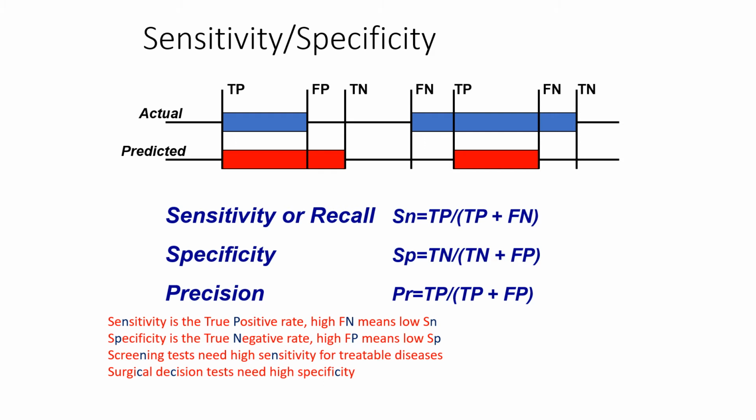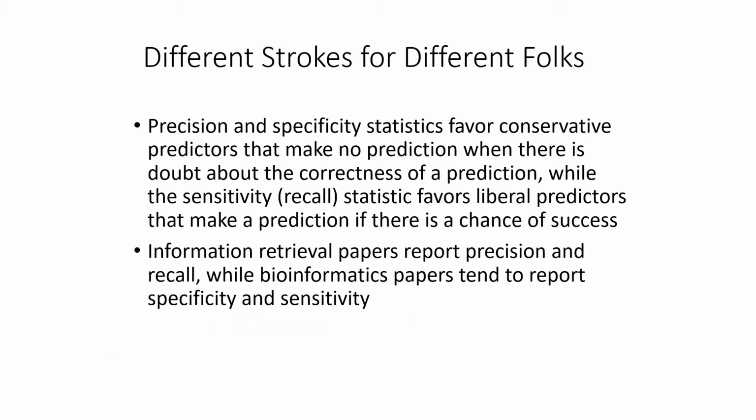Screening tests need to have high sensitivity. So N is a letter in screening, and N is in sensitivity. Surgical decision tests need high specificity. So the C in specificity is there in decision and surgical. So those are some mnemonics just so you can help distinguish when and how and why sensitivity or specificity is preferred in certain types of tests.